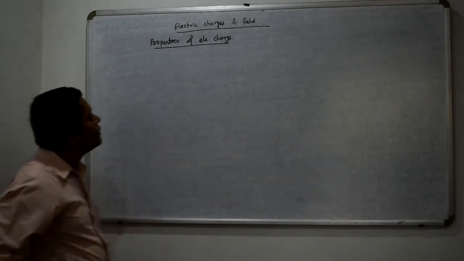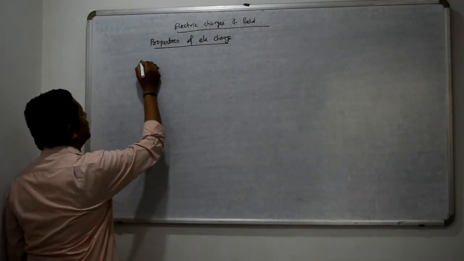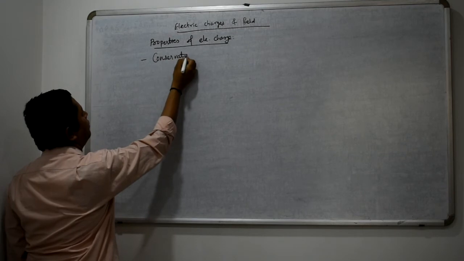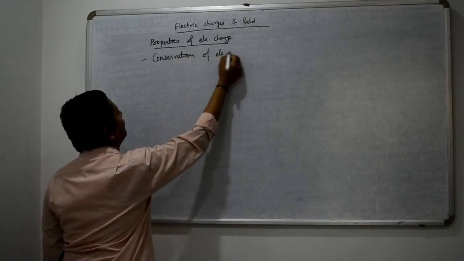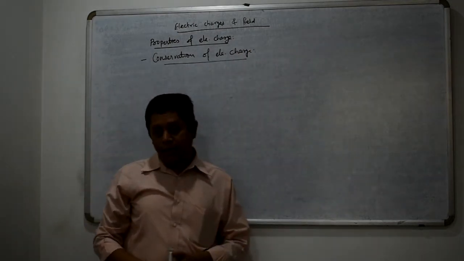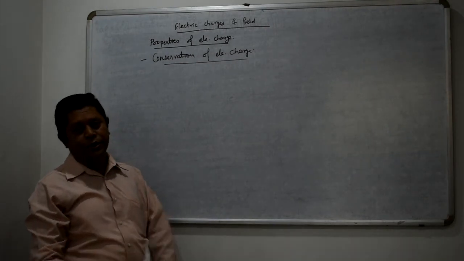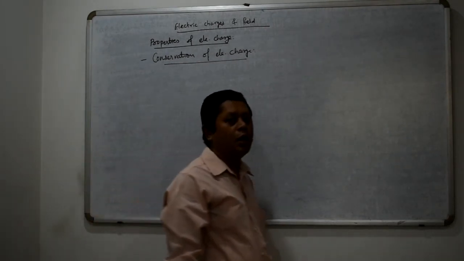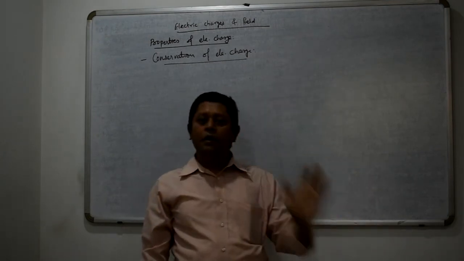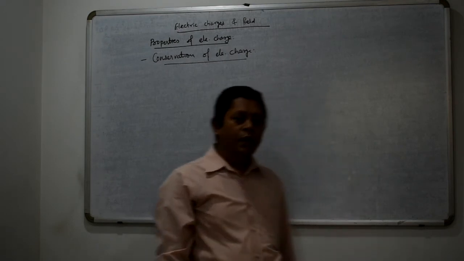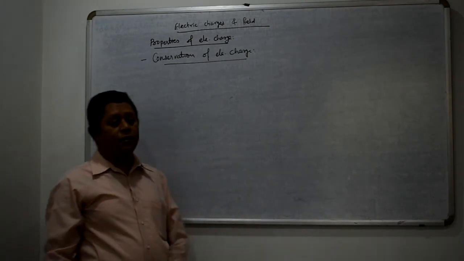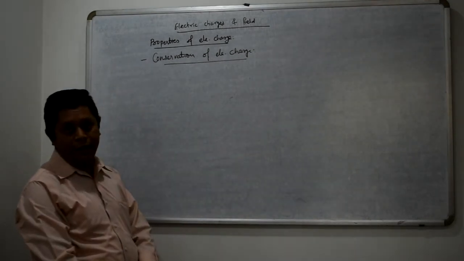Electric charges have various properties. One is conservation of electric charge. What do you mean by conservation? Electric charge is neither created nor destroyed. In any chemical reaction or nuclear reaction, the amount of charge before and after the reaction always remains the same. It means that you can neither create a proton or an electron, nor destroy it. This is what we say, conservation of electric charge.